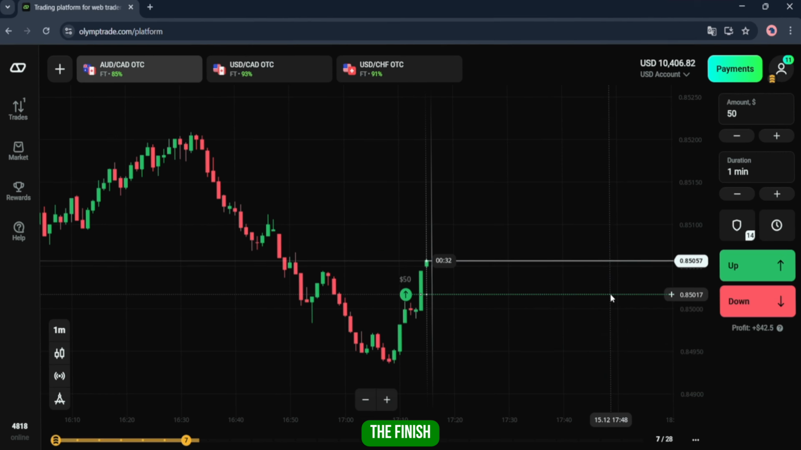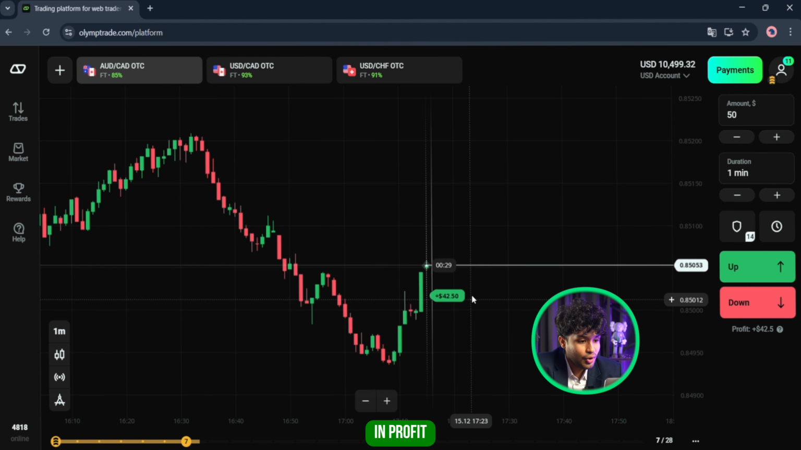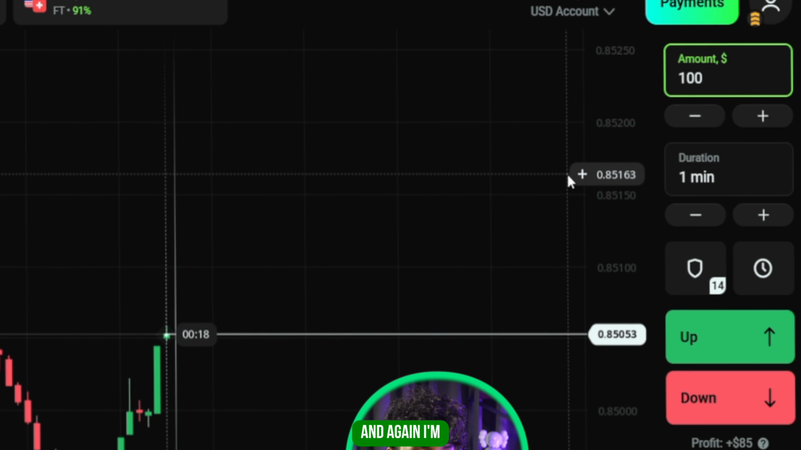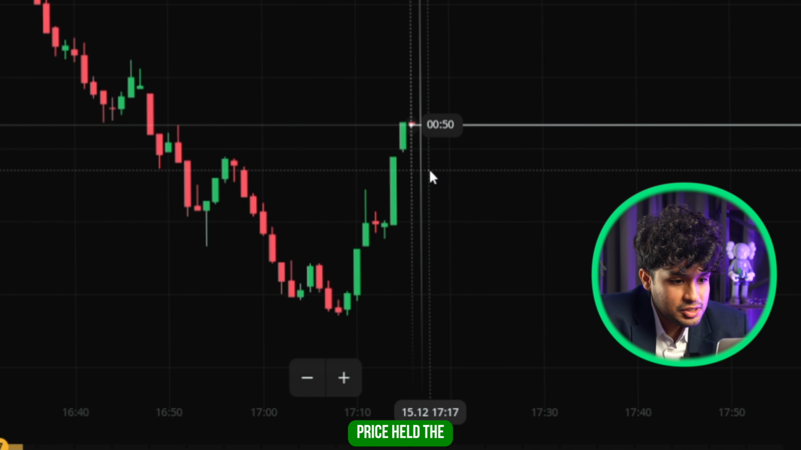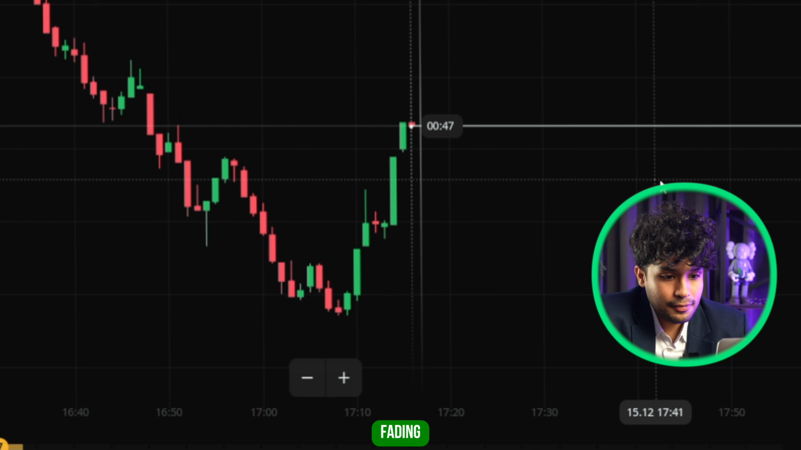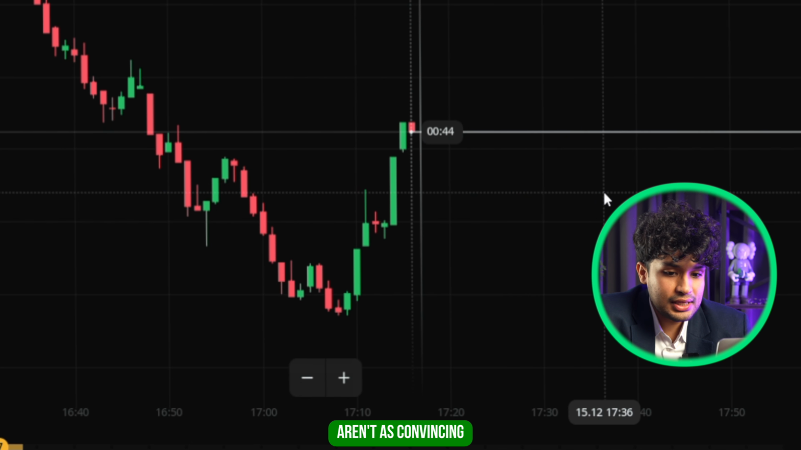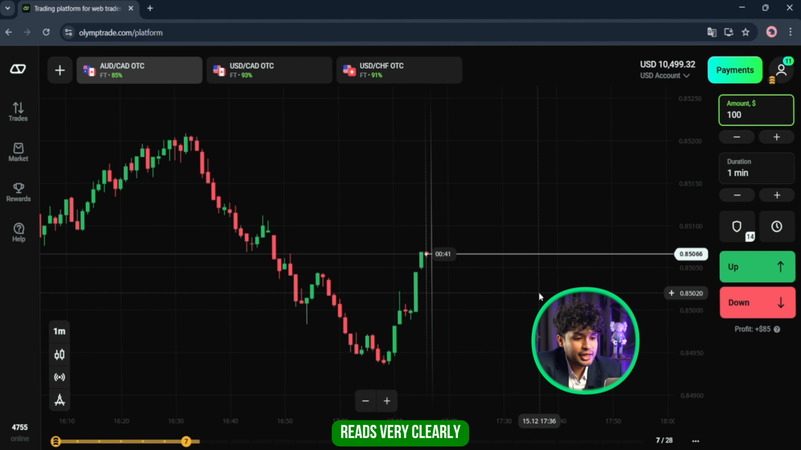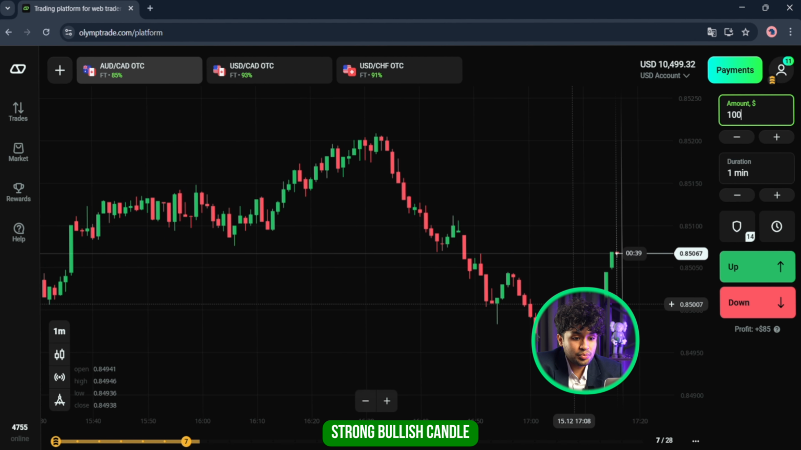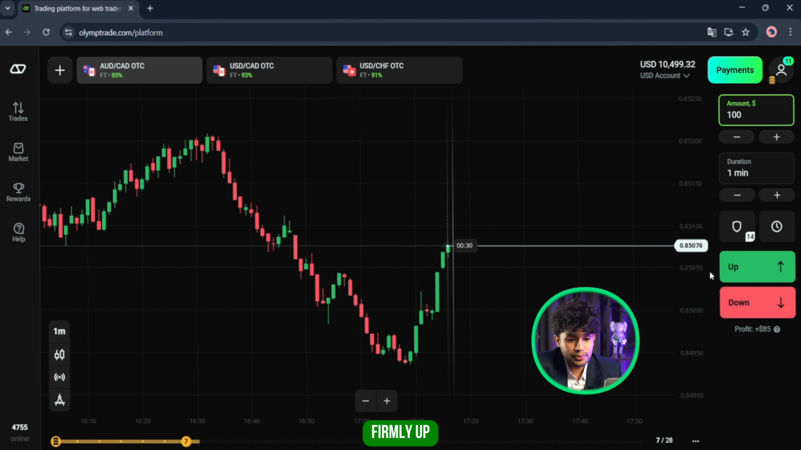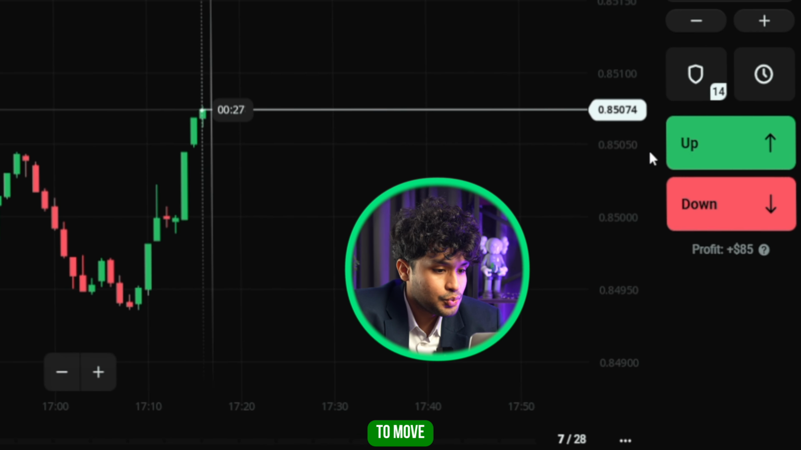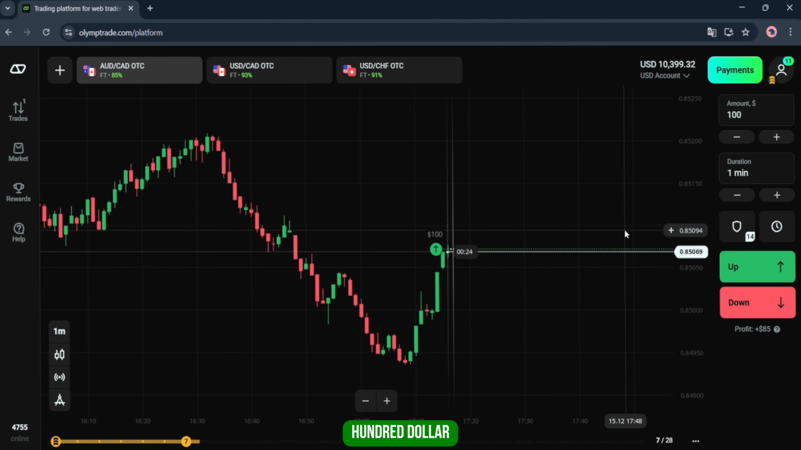Trade is nearing the finish, and another one closes in profit. Another $42 profit. Next I increase the amount to $100, and again I'm trading the reaction, not the urge to click. Look here, price held the support level and we can see seller pressure fading. The attempts to push down aren't as convincing anymore. And now we get something that reads very clearly on the 1-minute chart. A strong bullish candle. This isn't a magical signal, it's just a fact. Buyers finally showed real strength. The candle closes firmly up, meaning the market is actually ready to move. That's why I enter up with $100, waiting for the close.